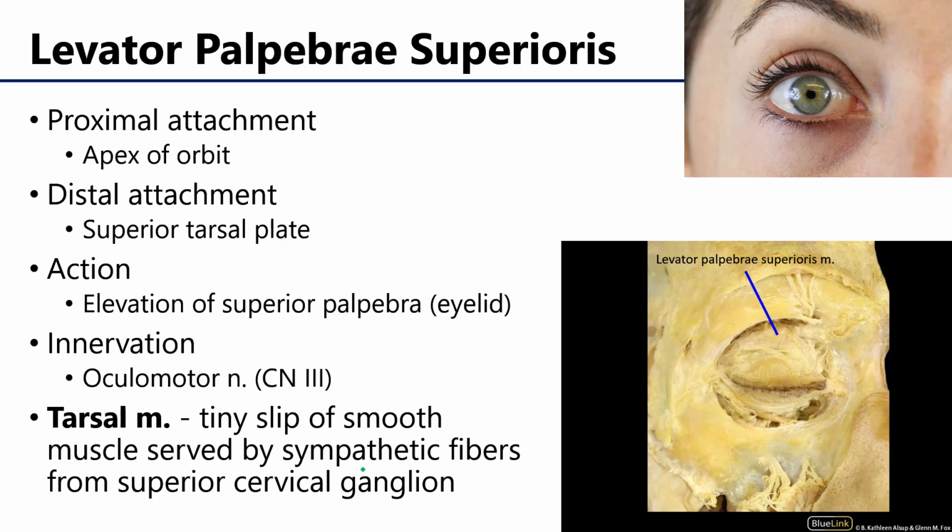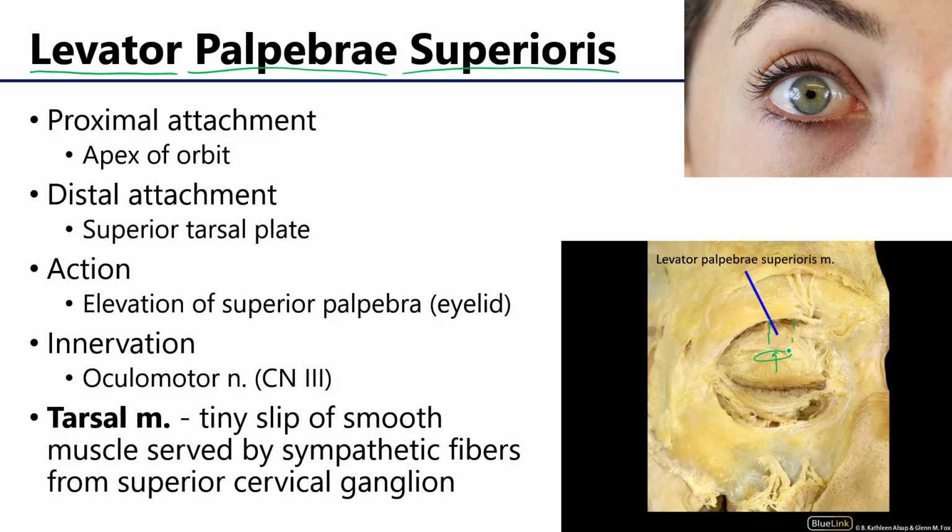As its name suggests, this muscle is going to elevate the superior eyelid. It takes its proximal attachment at the apex of the orbit on the bone. Its distal attachment is on the superior tarsal plate of the eyelid. And we can see a little bit of that muscle and its tendon there. When fired, the levator palpebrae superioris muscle is going to elevate the eyelid. So it's rather a simple action there. It's innervated by the oculomotor nerve, cranial nerve 3.